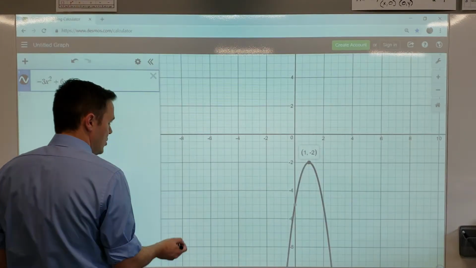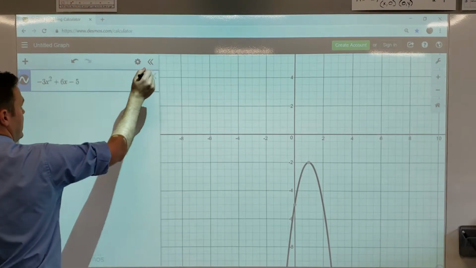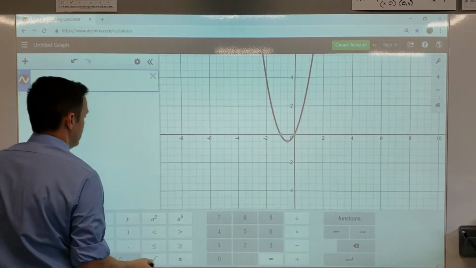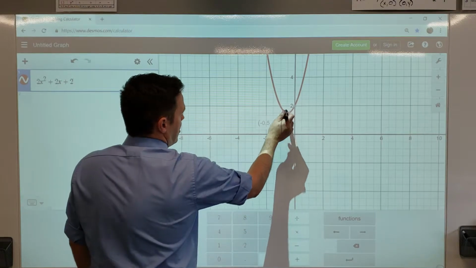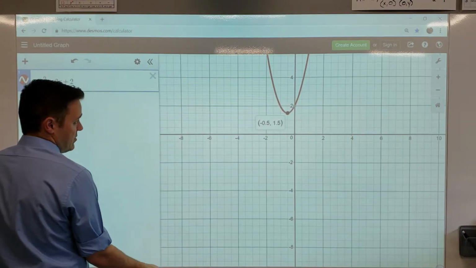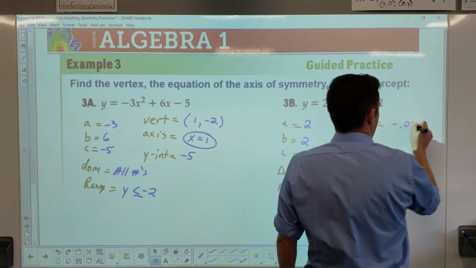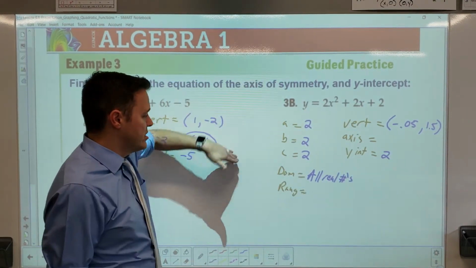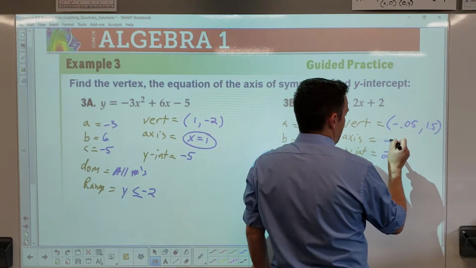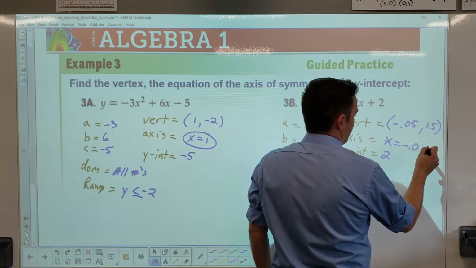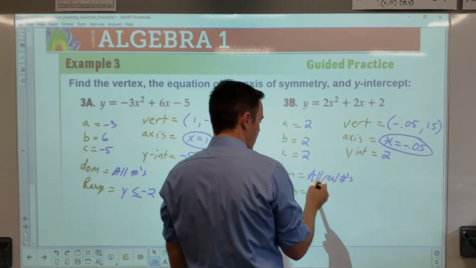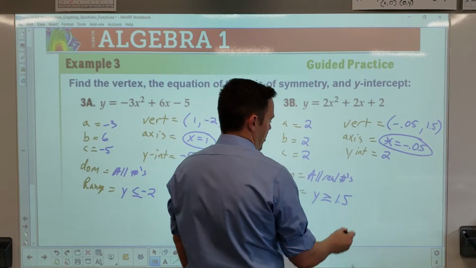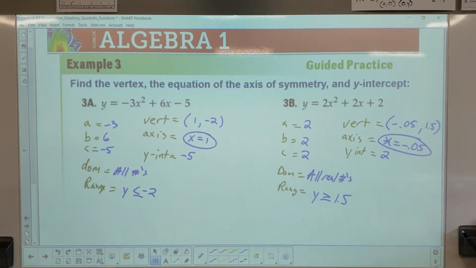So 2x squared, 2x and 2. If I go in here, 2x squared plus 2x plus 2. All right, set this up. I know my vertex is (-0.05, 1.5). So there's my vertex. And that's a minimum, right? Because if you guys go down and you stop, that's your minimum point. Axis is going to be x equals -0.05. Okay, sorry, that looks like a plus. A little weird thing. Range is going to be y is greater than or equal to 1.5, because every value is above 1.5.